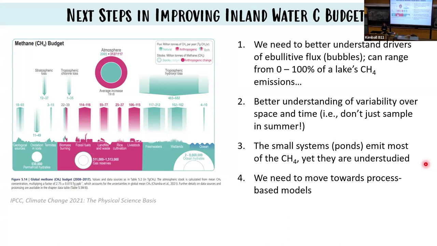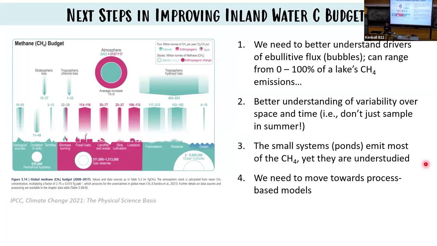It's not done at a really wide scale yet, but we're seeing that those methane bubbles can make up almost 100% of a methane budget from a lake or a pond, or almost nothing. And we need to get much better at our predictive powers for figuring that out because those methane bubbles can be really important. We also need to do a better job at sampling seasonally.